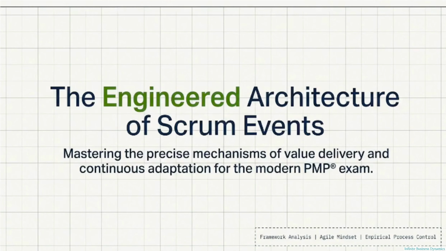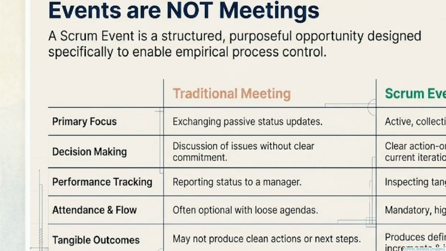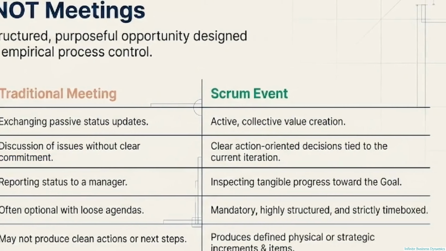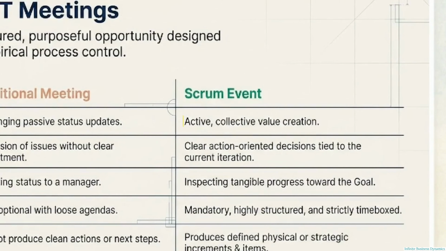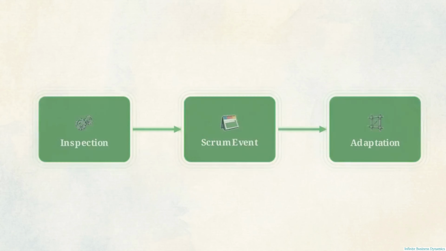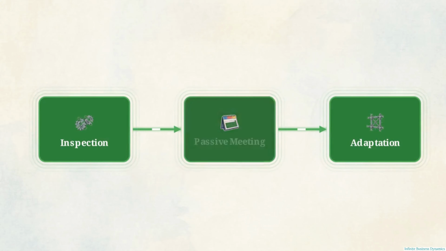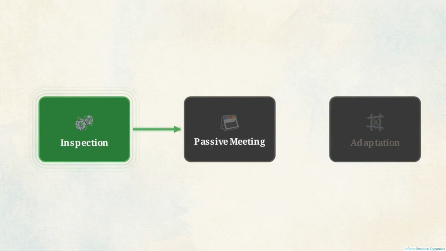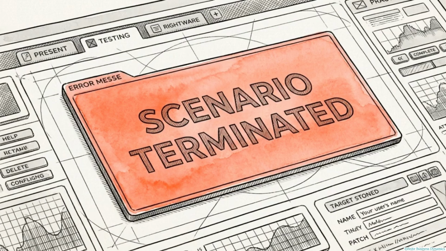This breakdown highlights the structural differences. A traditional meeting exchanges passive status updates, discusses issues without commitment, and reports to a manager. Conversely, a Scrum event is a time-boxed opportunity for active value creation, driving action-oriented decisions tied to the current iteration. When a Scrum event is treated like a passive meeting, the Agile framework loses its mechanism to adapt. On the modern PMP exam, failing to adapt means failing the scenario.